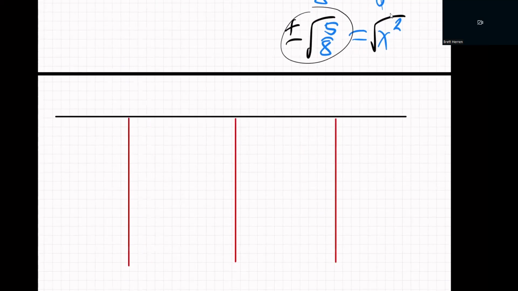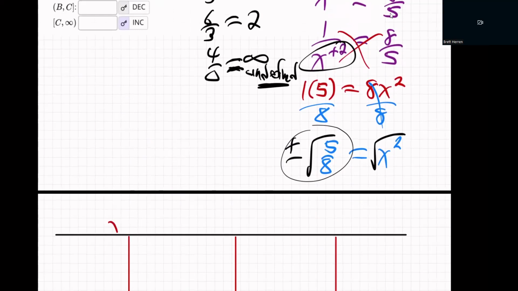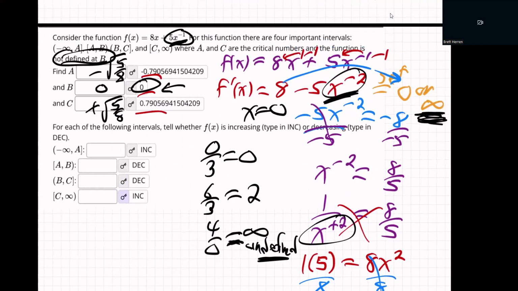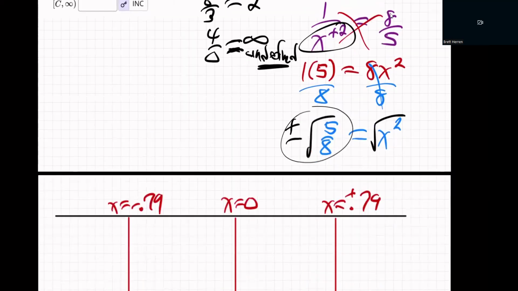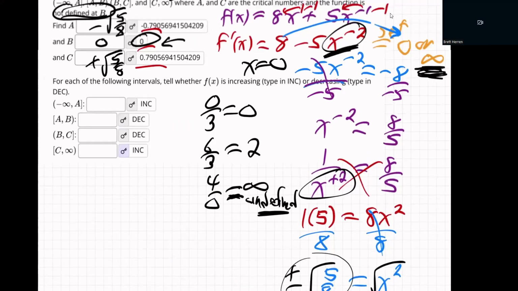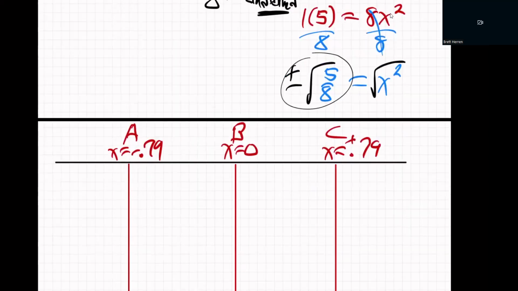Okay, so we've got the x values. That's negative, so this is x is negative 0.79. x is 0. x is positive 0.79, right? Those were the decimal versions of those. They want to know where it's increasing and decreasing. They're calling this one A, B, C. So great. Okay, so we've got to find out increasing and decreasing.